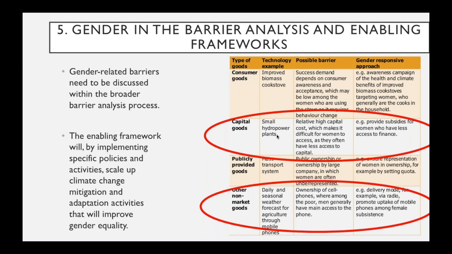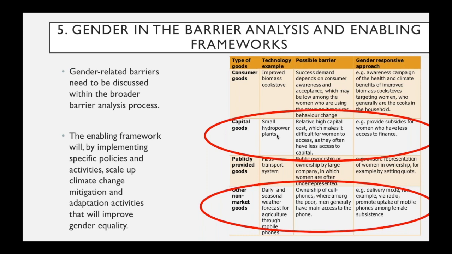A corresponding gender-responsive enabling environment would then be to provide subsidies for women to increase access to finance. A second example related to adaptation is that of daily and seasonal weather forecasts via mobile phones as an adaptation measure. And the main question then becomes, who owns the mobile phone in a household that is not wealthy? One of the things that we do know is that in many countries, men generally have more access to mobile phones than women do.